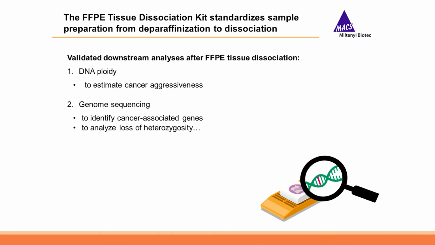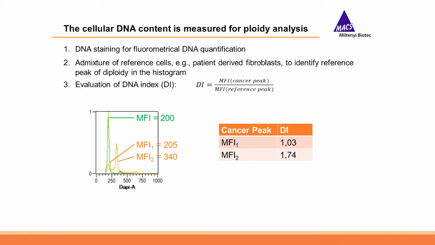We have prepared validated downstream analysis data I'd like to present you now. For the beginning, we have focused on DNA analysis, and I have some data to share with you today on DNA ploidy and genome sequencing. Let's start with DNA ploidy. DNA ploidy is a prognostic marker that you can use to estimate cancer aggressiveness. To do ploidy analysis, the DNA is stained, for example, with DAPI and fluorometrically quantified.